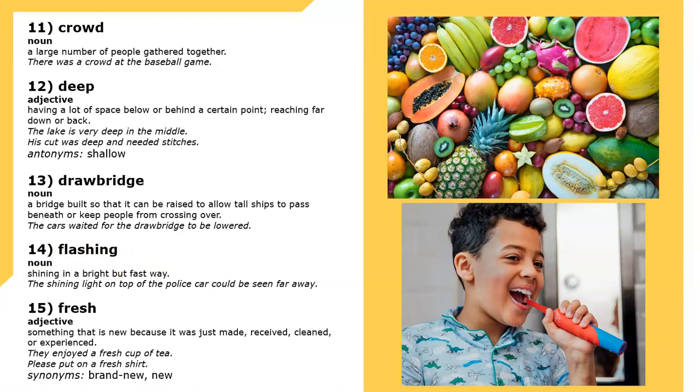Our next word is fresh. Fresh is an adjective, so we can use it to talk about something. And fresh is something that is new or something that is clean. We can use fresh to talk about those kinds of things like this. We have a picture of some fruit over here, and the fruit are very new, so we can say they are fresh fruit. Also, you can see the boy is brushing his teeth, and after you are finished brushing your teeth, your mouth is very clean, so we can say our mouth feels fresh.